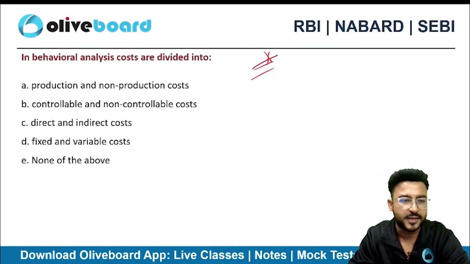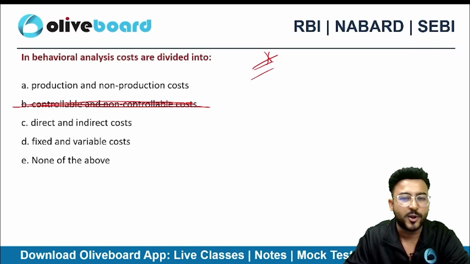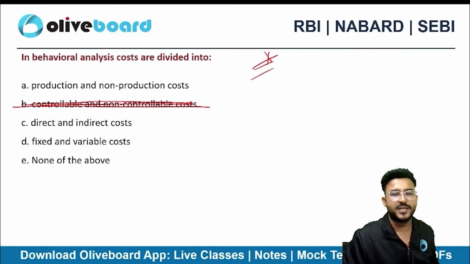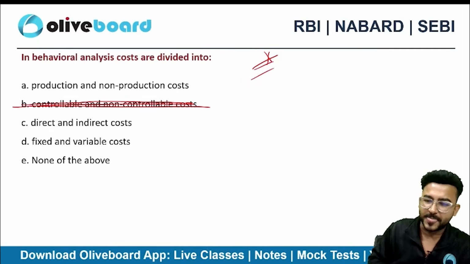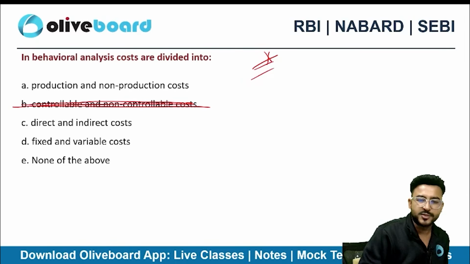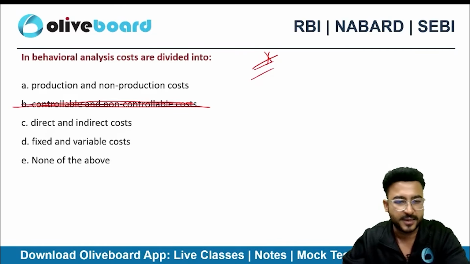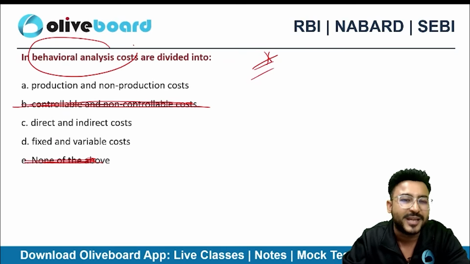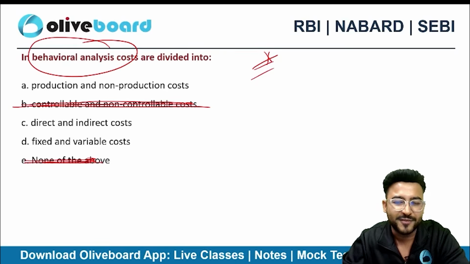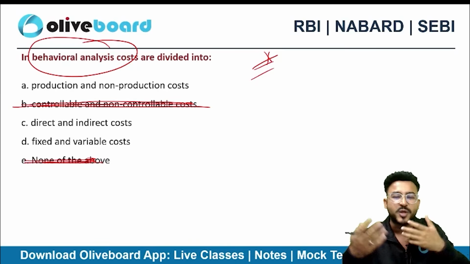Any other opinion? What if I eliminate this option? This is the wrong answer. Controllable and non-controllable is based on the classification of controllability and not on the basis of behavior. Okay, I have eliminated this option. Let me just eliminate none of the above also. Now tell me, I am giving you a big hint: on the basis of behavior, and behavior keeps on changing.